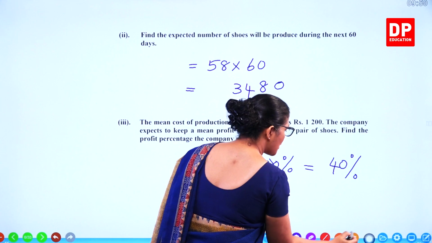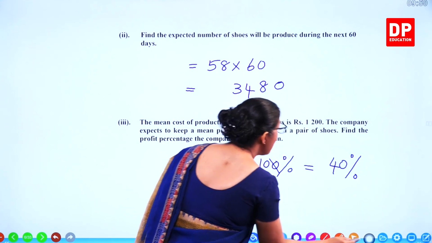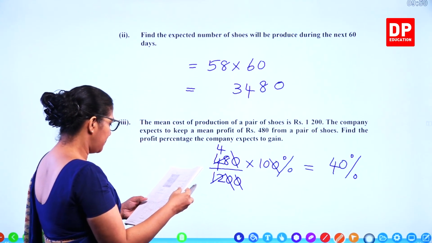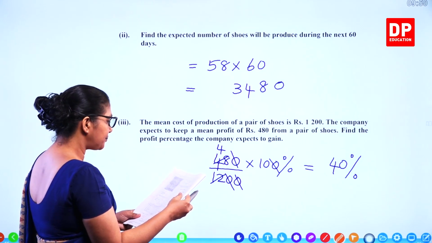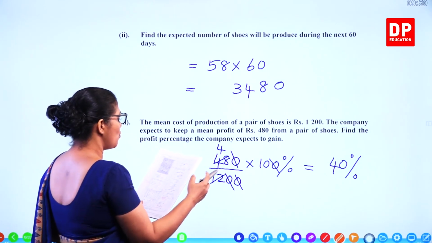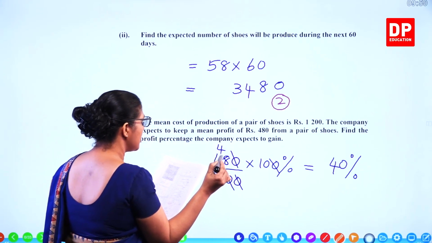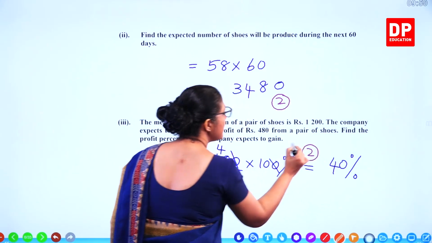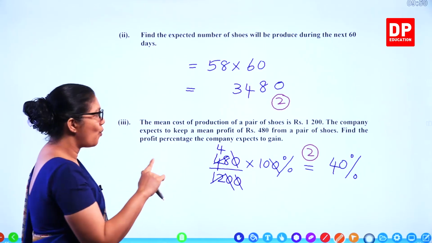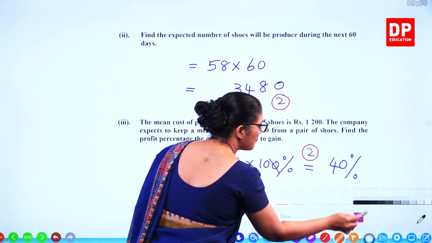40% is the profit percentage. So how many marks for these two steps? You get 2 marks for this and 40%, 2 marks. So altogether earlier 6 marks and these 4, you get 10 marks.